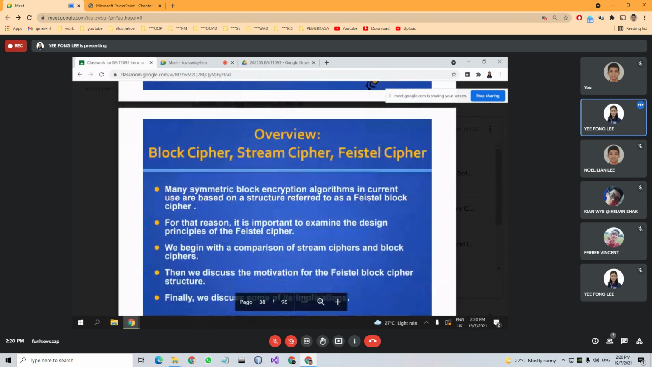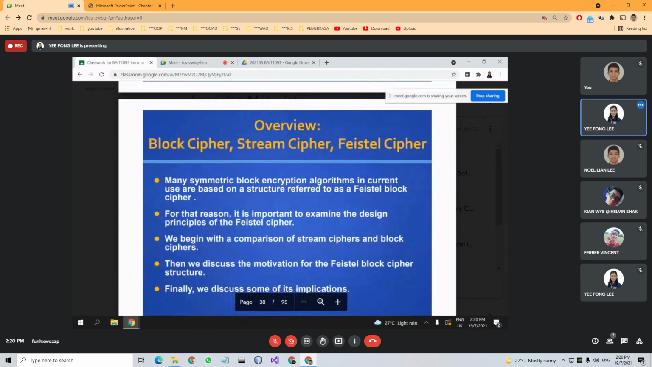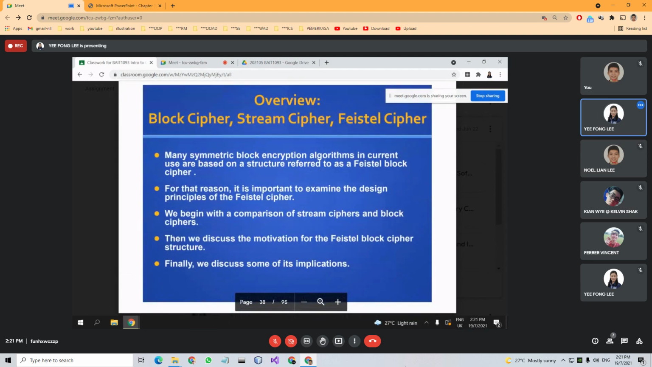Overview. Okay, Feistel cipher. Many symmetric block encryption algorithms currently in use are based on the structure referred to as a Feistel block cipher. Have you ever heard this term? Feistel cipher. No. How about Kevin and Noel? No. No. Okay.